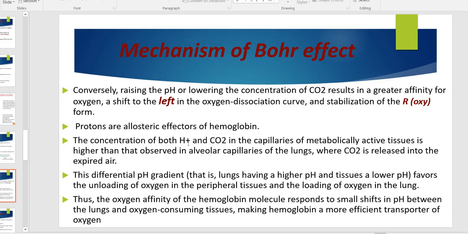High concentrations of protons and carbon dioxide are observed in the tissue capillaries more than in the alveolar capillaries of the lung, where carbon dioxide is released in the expired air. The differential pH gradient, with the pH higher in the lung and lower in the tissue, will favor unloading of oxygen from hemoglobin at the periphery and loading of oxygen in the lung.